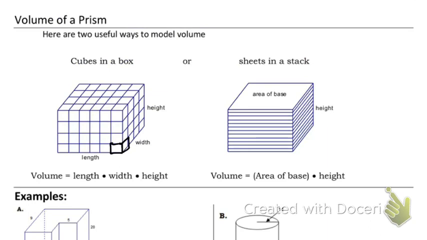Now, length times width times height tells you how many cubes you have inside of this box. Let's picture it slightly differently. A different way to picture this is, well, length times width is just the base of your cube.